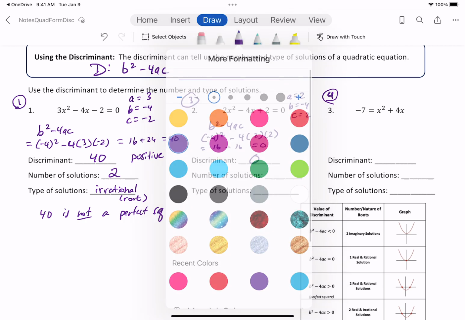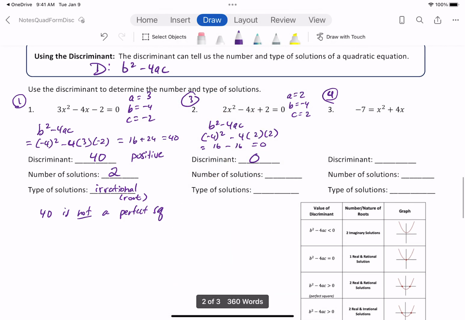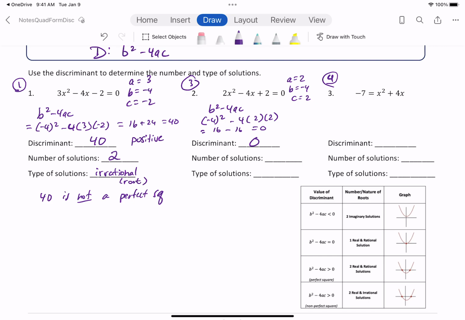So down here, if my discriminant is 0, we're only going to get one solution, and it's going to be real and rational. I guess we should say over here, these are also real and irrational. And you'll see in the next one why we made that difference. So for this last one, this one is not in standard form.